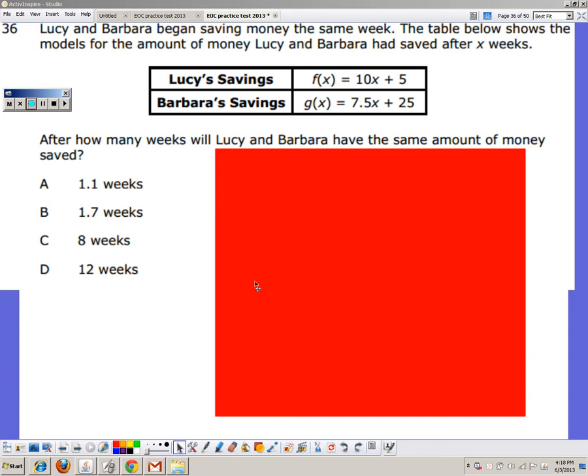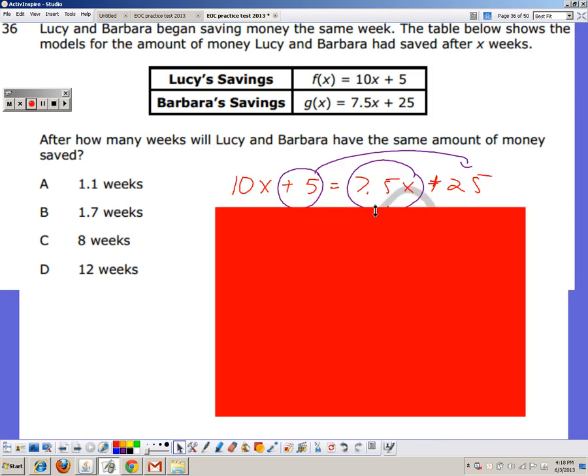In 36, we're comparing two people, and we want to know when would they have the same amount of money. So we're going to set these two equations equal to each other. So on one side, we're going to have 10x plus 5. On the other, we're going to have 7x plus 25.